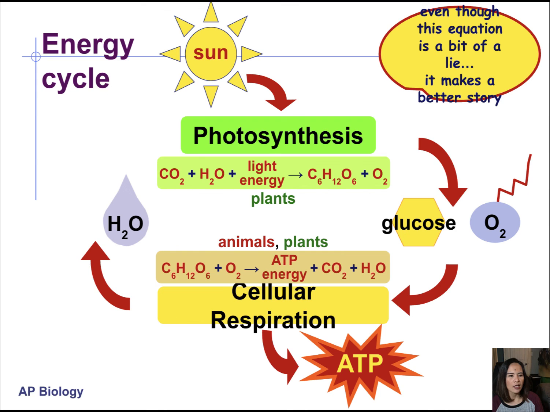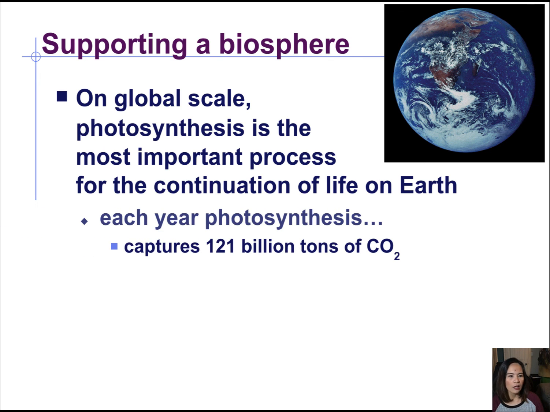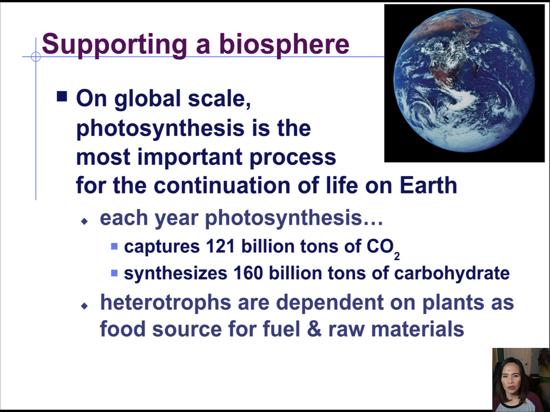And of course, as the cycle continues, that water and oxygen are needed to complete and do another cycle of photosynthesis. Now, on a global scale, photosynthesis is the most important process for the continuation of life on Earth. Each year, photosynthesis captures about 121 billion tons of carbon dioxide, and it synthesizes 160 billion tons of carbohydrates. And heterotrophs are dependent on plants as a food source for fuel and raw materials.